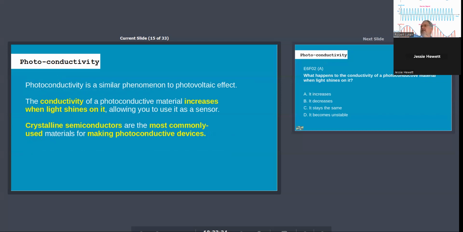Photoconductivity is a similar effect, but instead of producing a voltage, it changes the conductivity of the material, or basic resistance of it. So you can use it as a sensor to detect light or absence of light. And again, semiconductor crystals are most commonly used to make them.